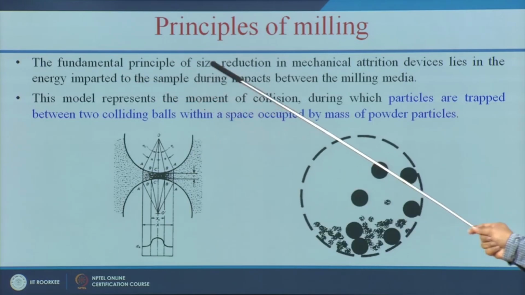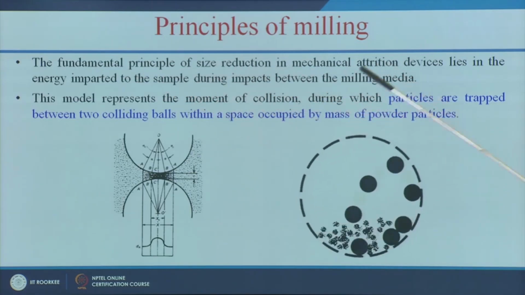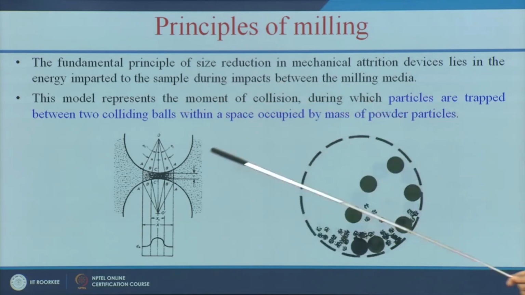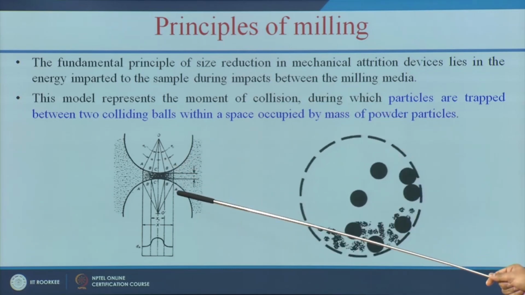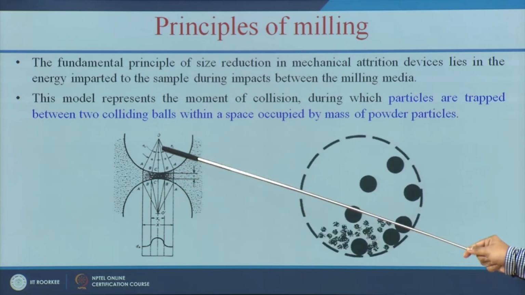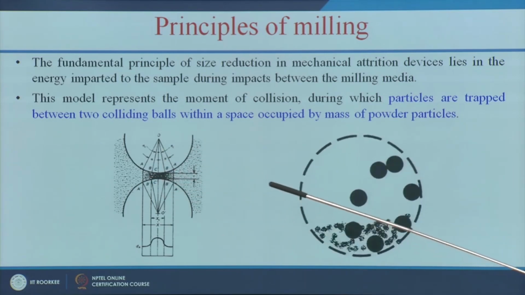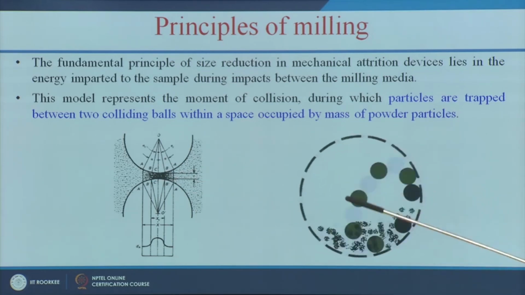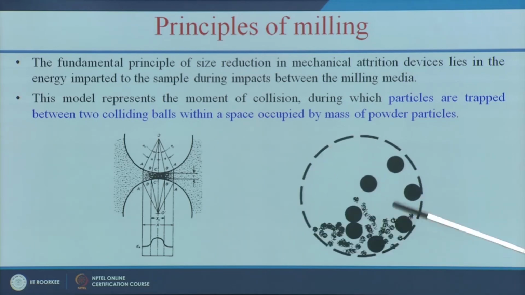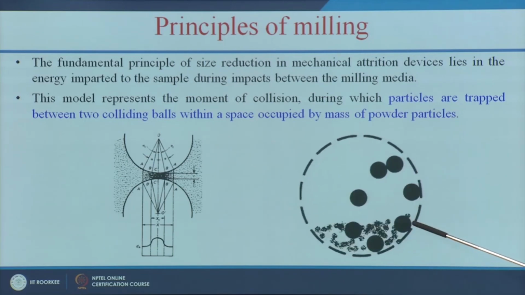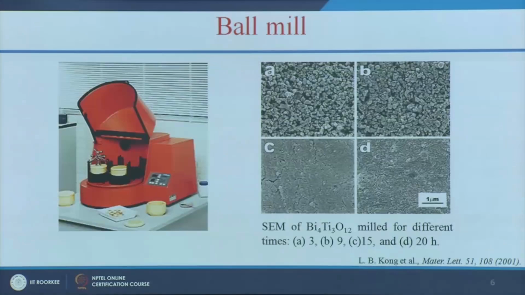The fundamental principle of size reduction in the mechanical device is the energy imparted to the sample during impacts between the milling media. So this model represents the moment of collision. Here you can see the particles are trapped between the two colliding balls within the space occupied by the mass of powder particles. This animation will tell you how the mechanical milling works. Here you can see the metallic drum is rotating and the metallic balls are falling on that powder, and it is going to break the micro size powder into nano size particles. So this is mechanical milling or ball milling equipment.